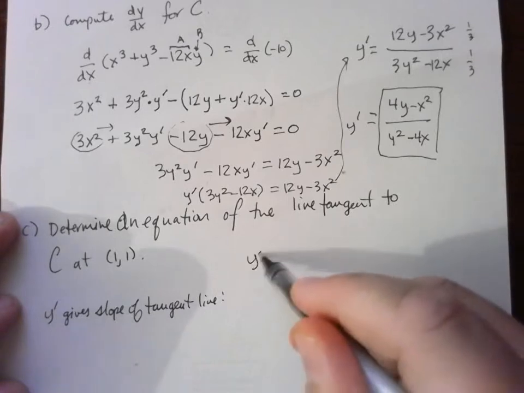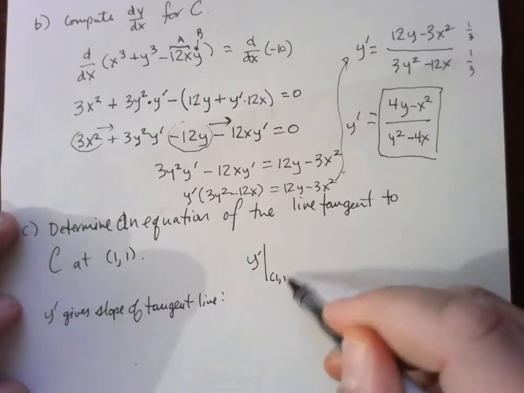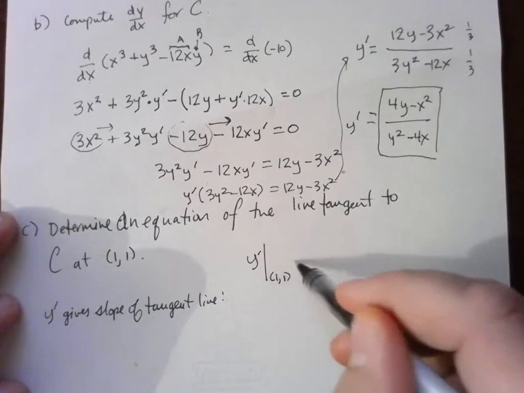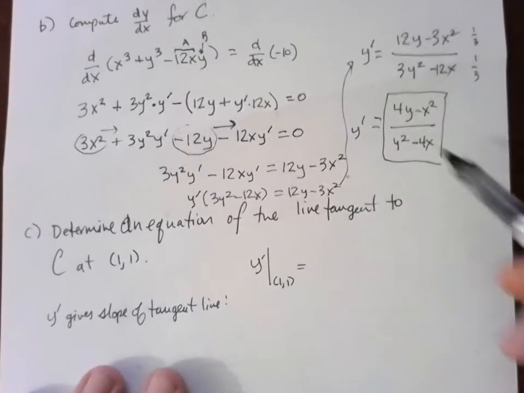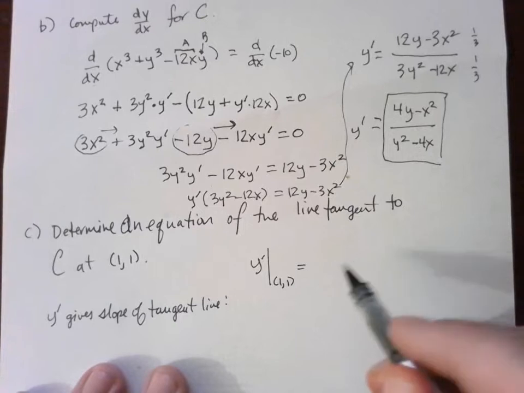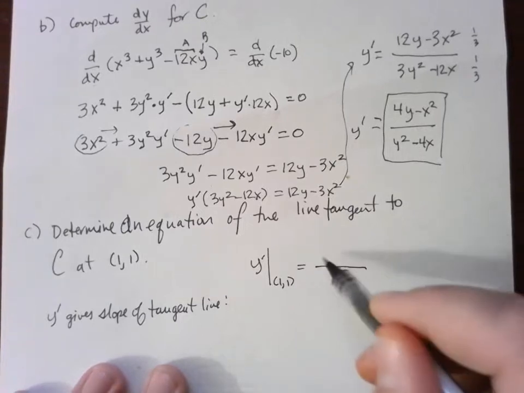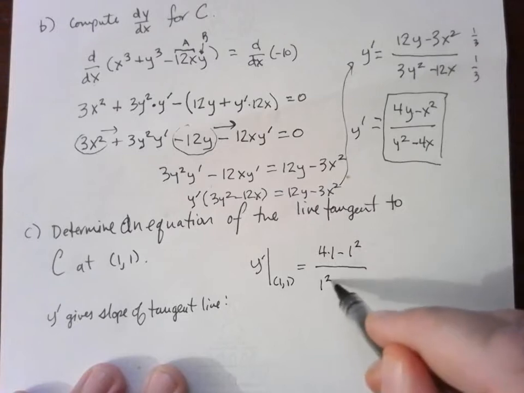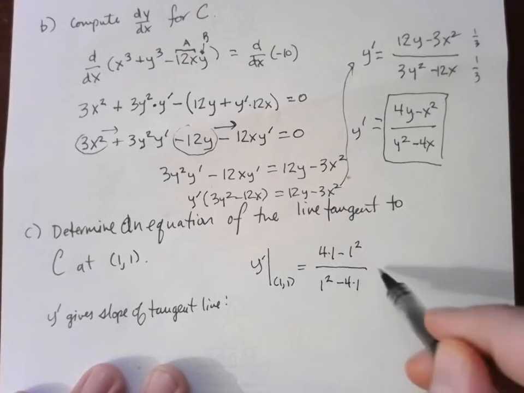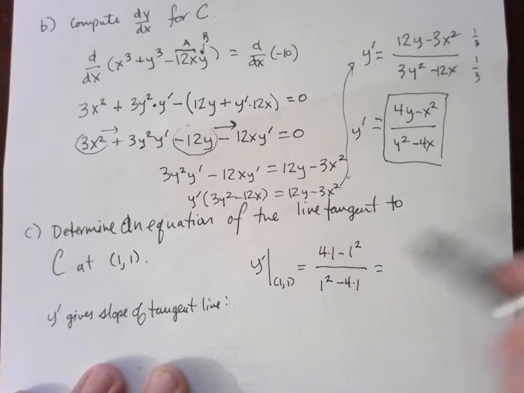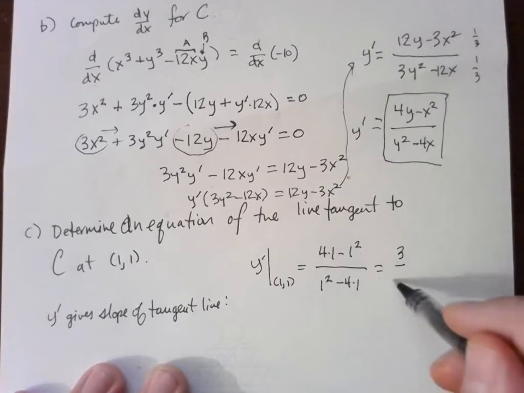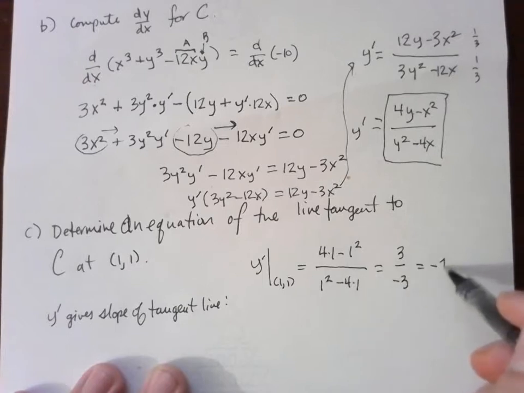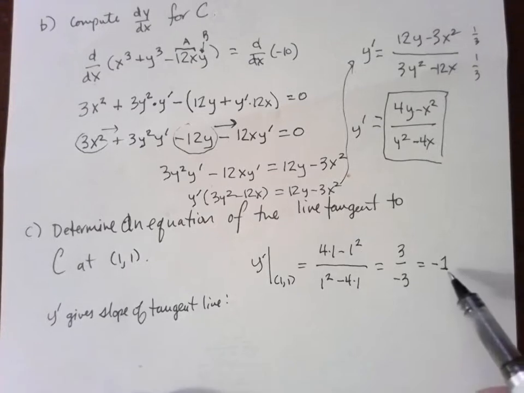So y prime at 1, 1, this is the notation, so we're going to plug in 1, 1 into this. So we're going to put x equals 1 and y equals 1 in this expression up here: 4 times 1 minus 1 squared over 1 squared minus 4 times 1. So what is this? This is 4 minus 1, 3 on the top. And this is 1 minus 4, negative 3 on the bottom. So this simplifies to negative 1. So the slope of the tangent line is negative 1.